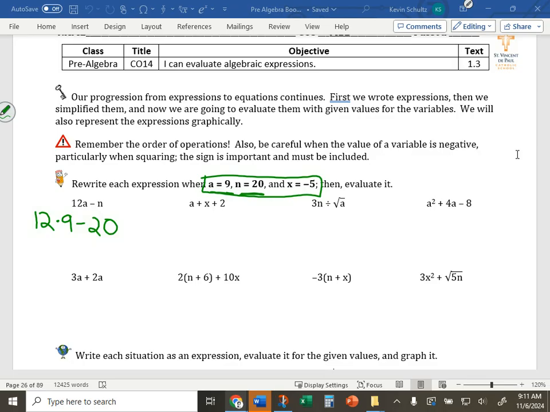Okay, so now we're solving this using opposite operations. What we would do next is multiply 12 by 9, and then subtract 20. Just like on the order of operations page, I want you to underline what step you are doing. So 12 times 9 is 108, minus 20, 88 is your final answer.